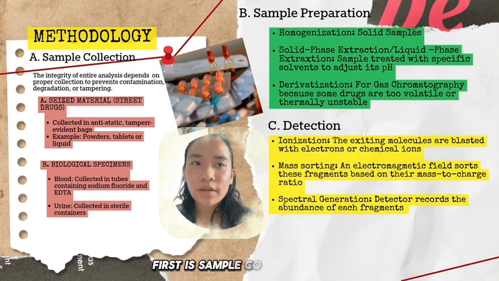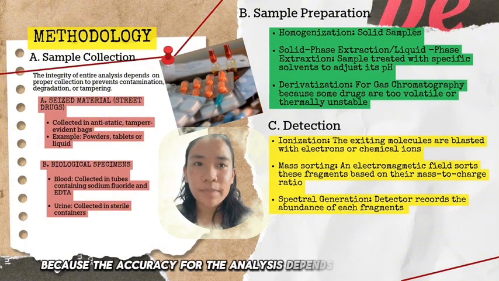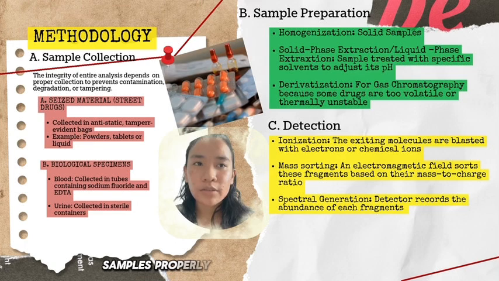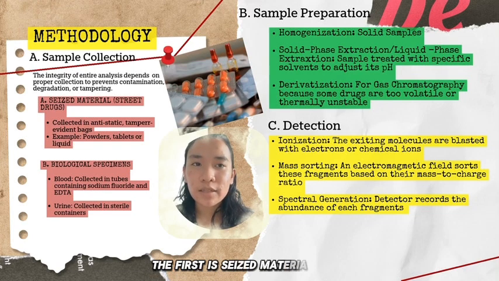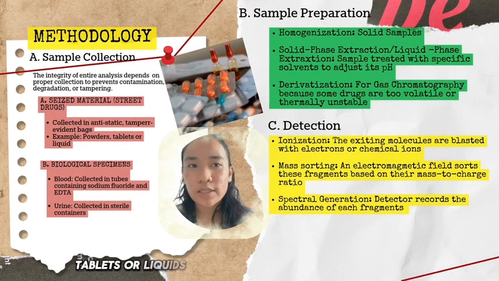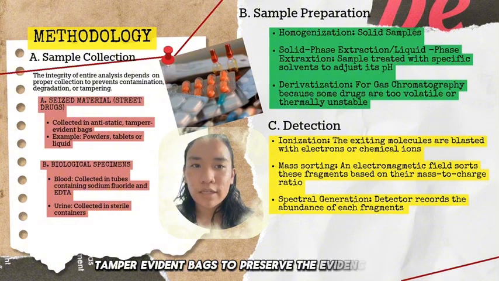First is sample collection. This is a very important step because the accuracy of the analysis depends on collecting samples properly to avoid contamination, degradation, or tampering. There are two types of samples. The first is trace material, such as street drugs in the form of powders, tablets, or liquids. These are collected in anti-static tamper-evident bags to preserve the evidence.